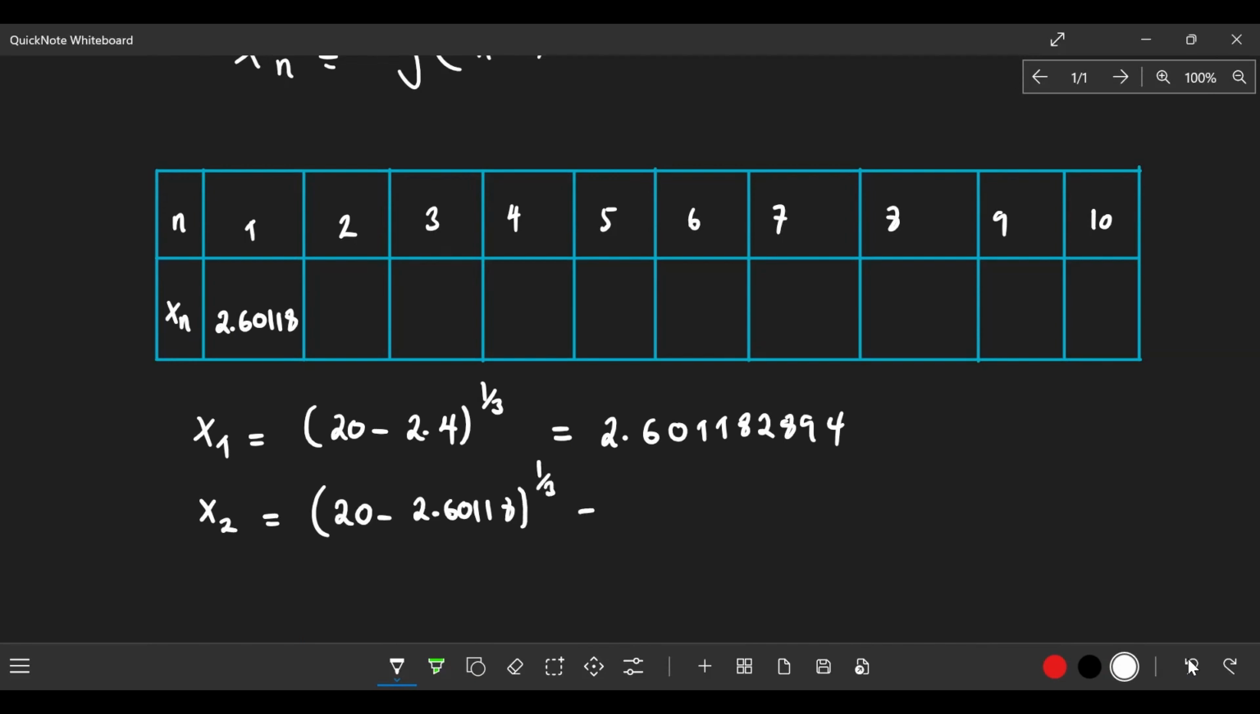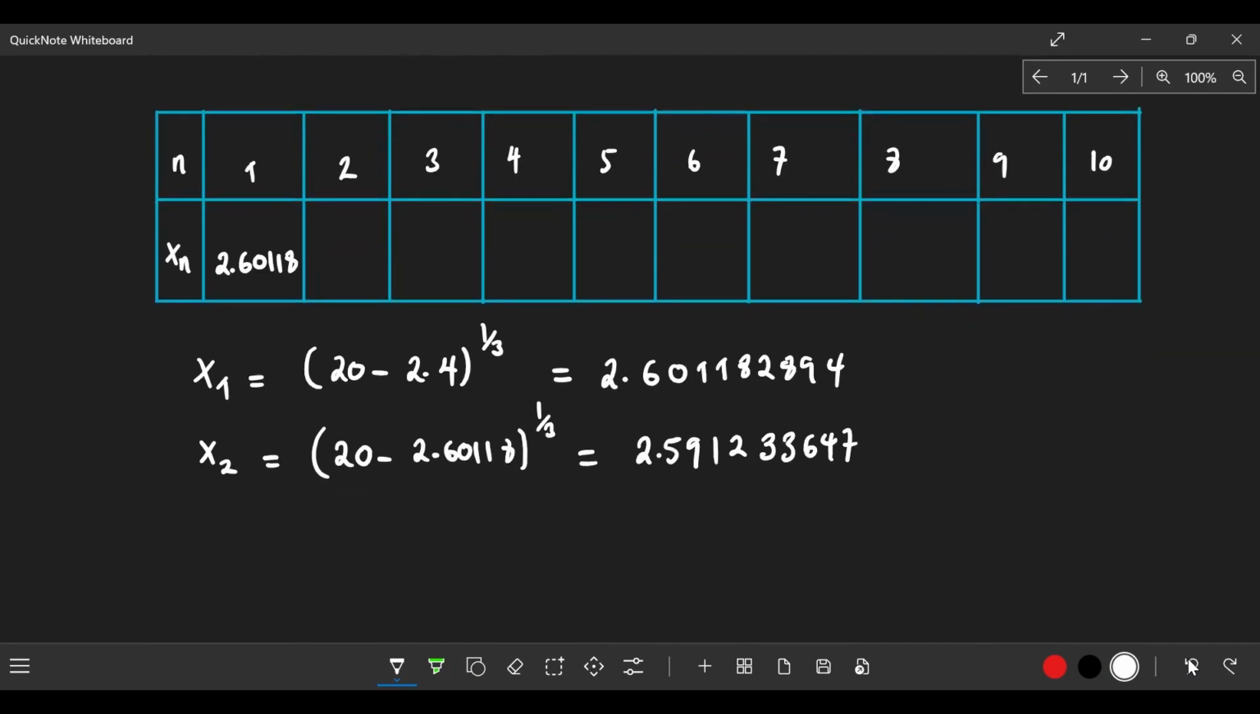So, what value are you getting here? 2.5912. Okay, great. And then let's get x3. So now, before we do that, let's now start checking the condition, right? Okay, so the condition, we know that we have to check for this. Okay, so write it here.